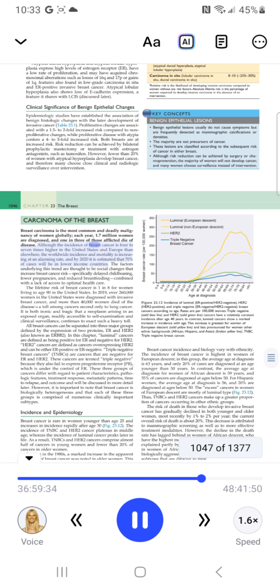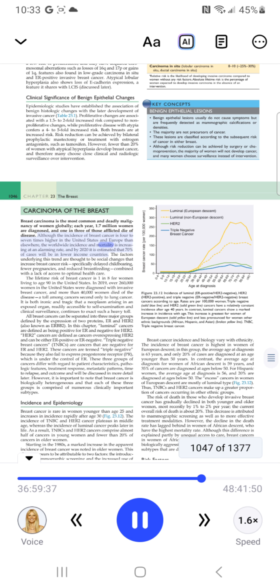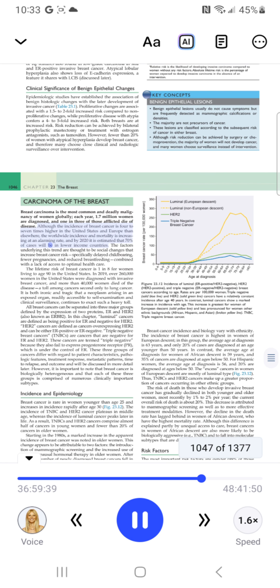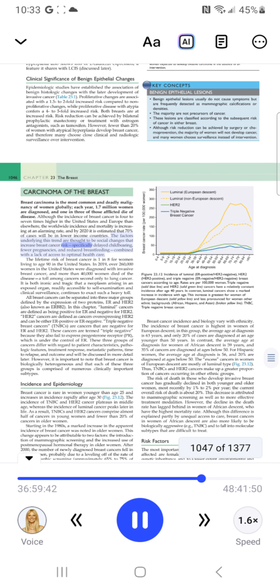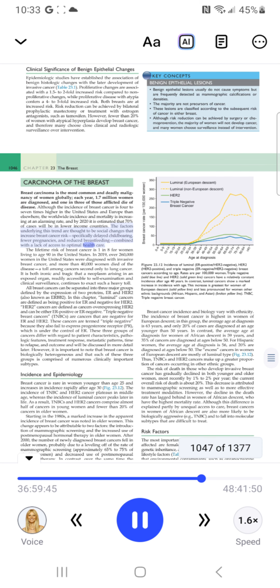Although the incidence of breast cancer is 4 to 7 times higher in the United States and Europe than elsewhere, the worldwide incidence and mortality is increasing at an alarming rate. By 2020, it is estimated that 70% of cases will be in lower-income countries. The factors underlying this trend are thought to be social changes that increase breast cancer risk, specifically delayed childbearing, fewer pregnancies, and reduced breastfeeding, combined with a lack of access to optimal health care.